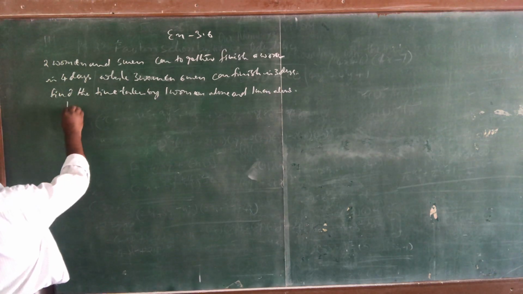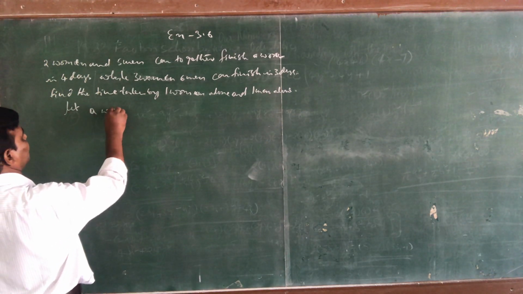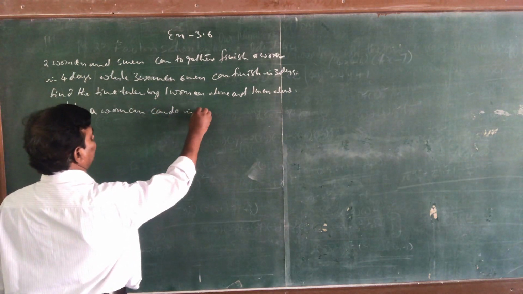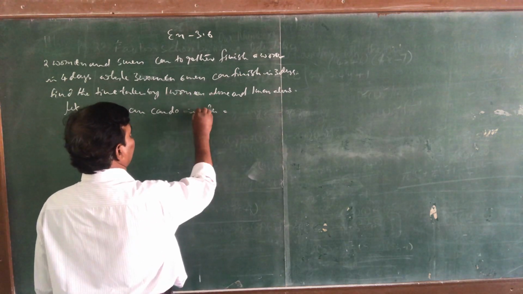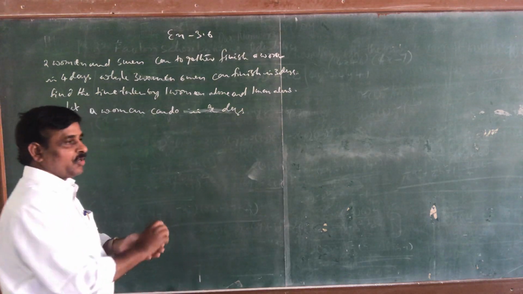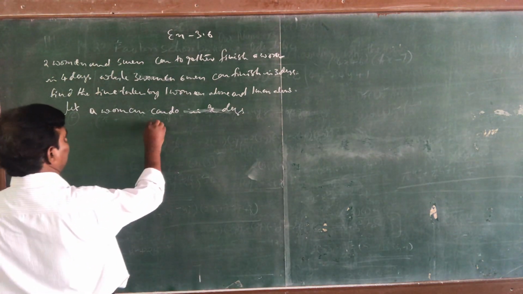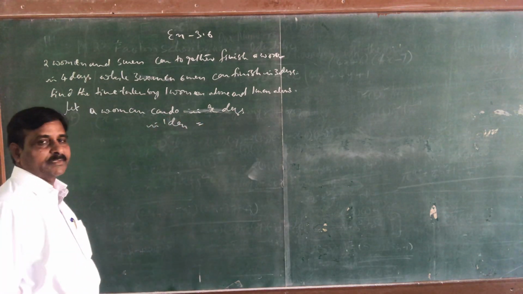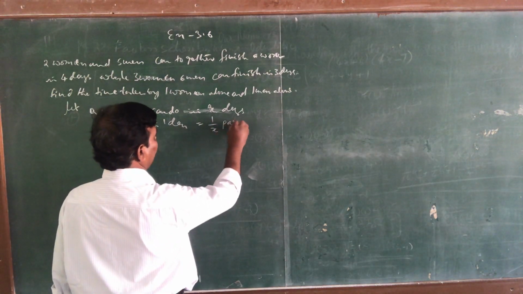Let a woman can do the work in X days. Because we don't know how many days she can complete the work. So in 1 day, what part of the work can she do? That can be 1 by X part.